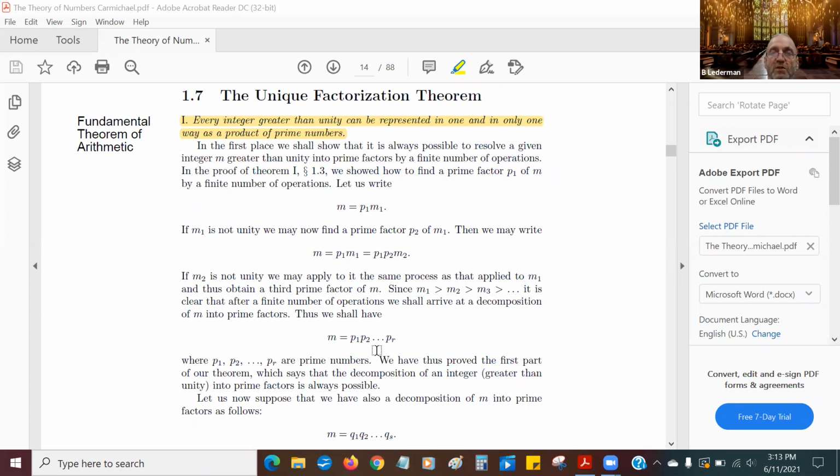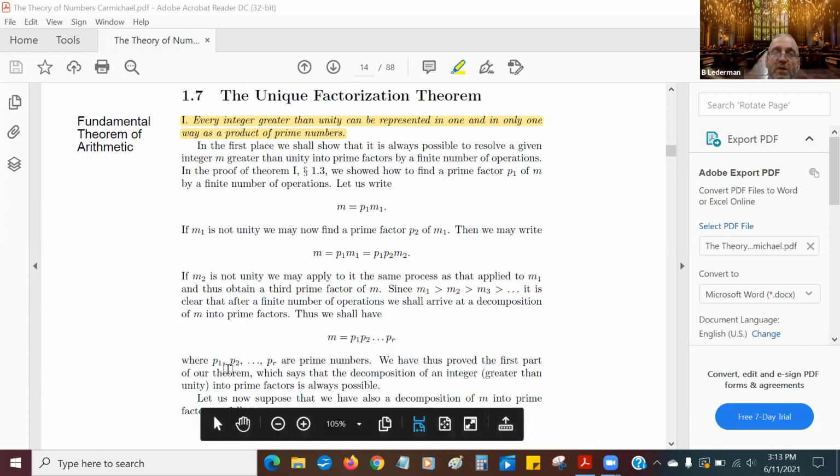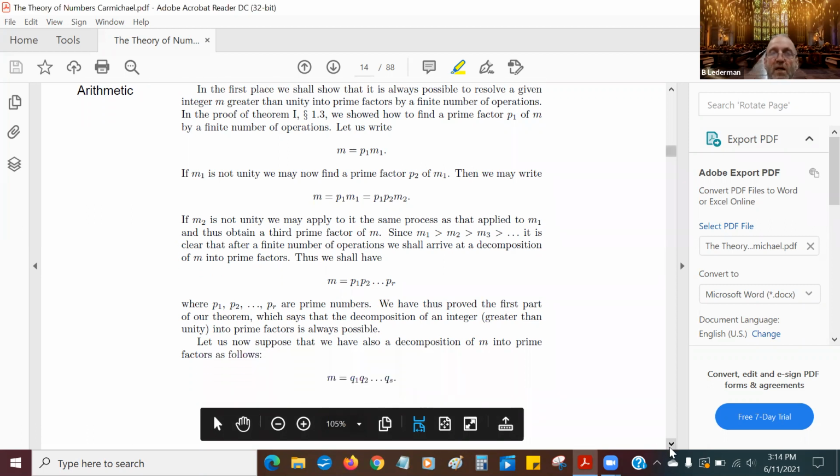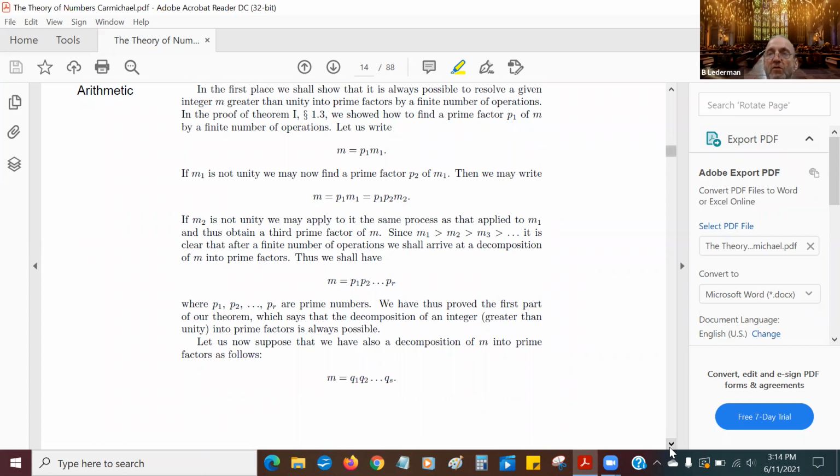So m is equal to p1, p2, dot dot dot, up to pr. All these p's, p1, p2, these are all prime numbers. They may be the same. They are all prime numbers. Now, that's the first part. That's the existence part of the theorem. Now for the uniqueness part.